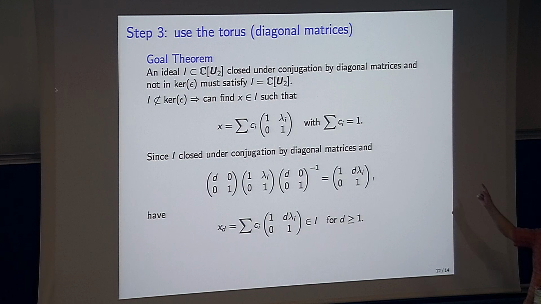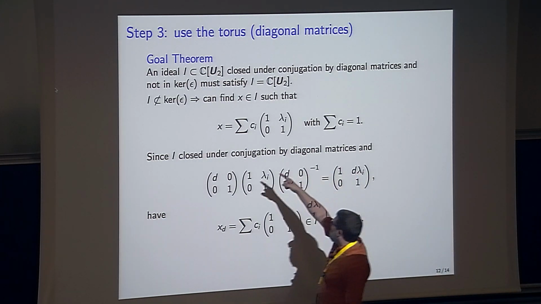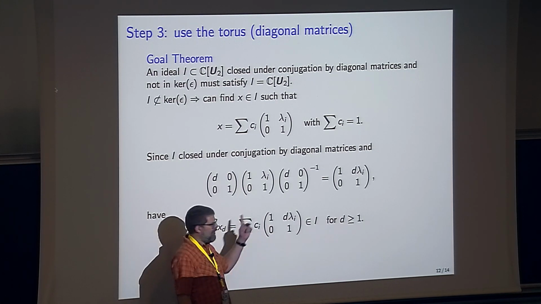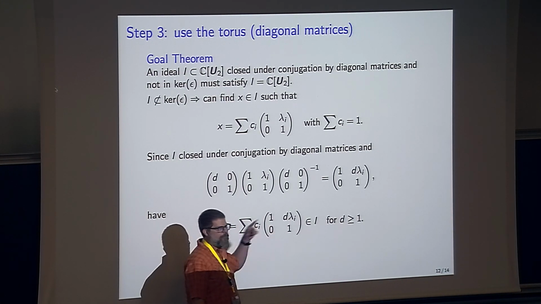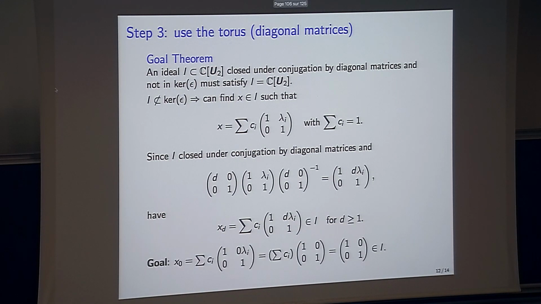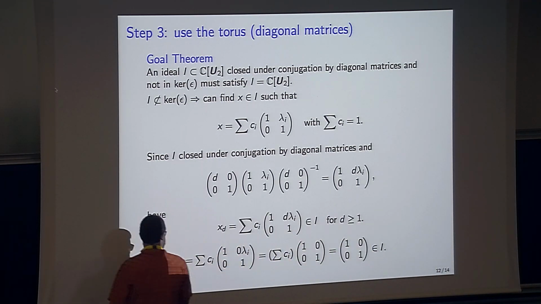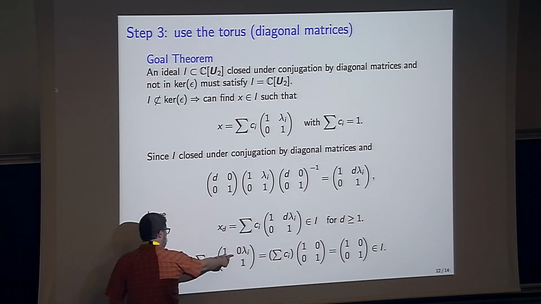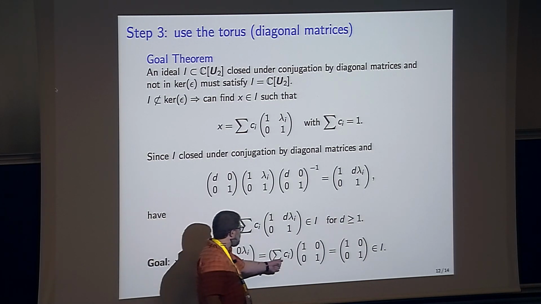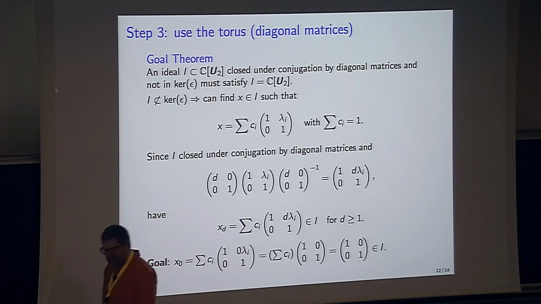So I start off with this one element inside my ideal, and I generate a whole list of other things inside my ideal. I have x1, x2, x3, x4, and so on. Formally, my goal is to show that x0 is in my ideal, because what is x0? Well, you multiply the upper right-hand corner by 0. It's c_i times the identity for each i. The sum of the c_i's is 1, so that is literally saying that the identity matrix is inside my ideal, and therefore everything is. It's the whole thing.